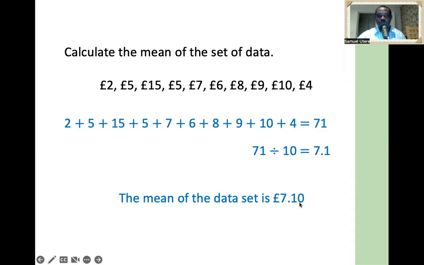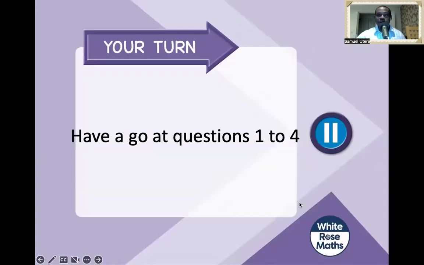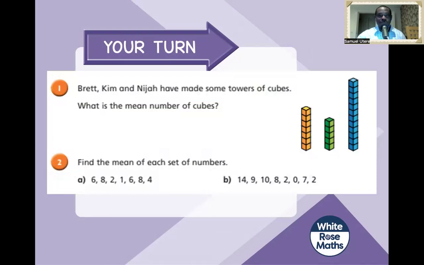All right, so far you have learned how to find the mean. You add the numbers and you divide that number by how many numbers of data you have in your number set. So here are questions 1 and 2. Pause the video and answer questions 1 and 2 in 2 minutes.